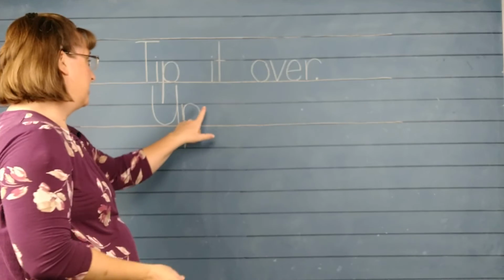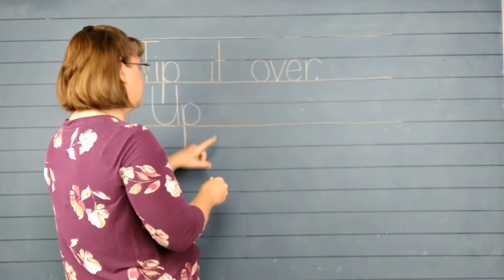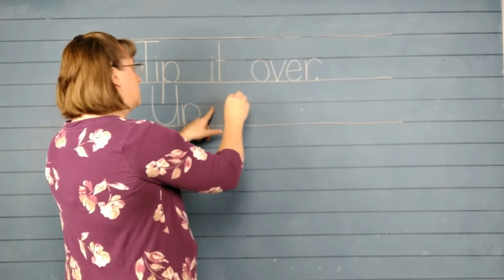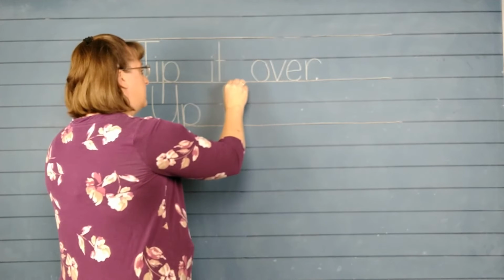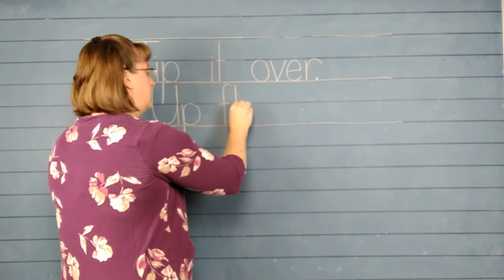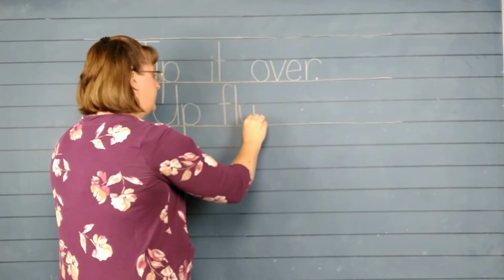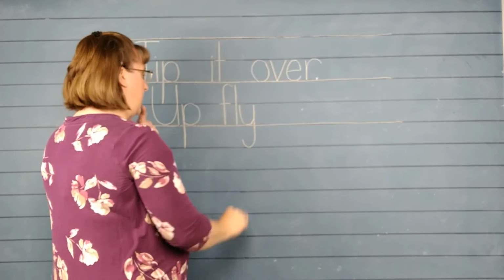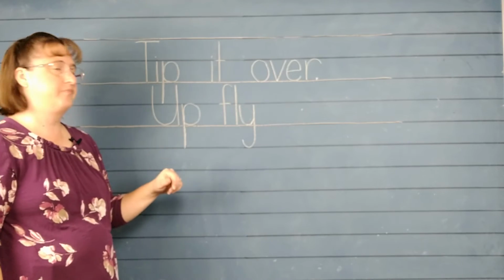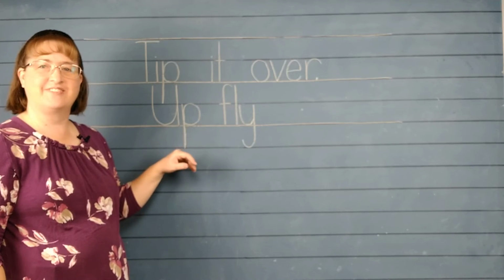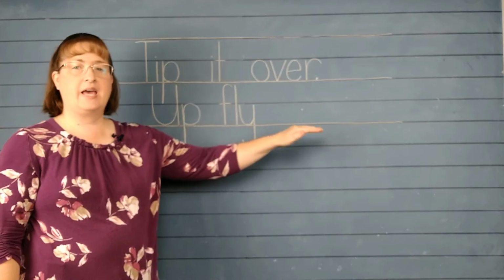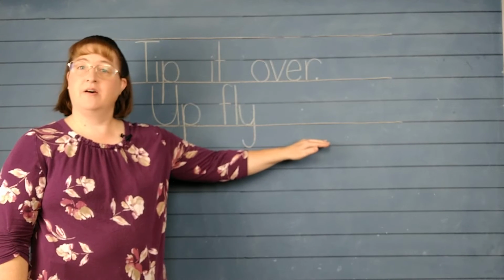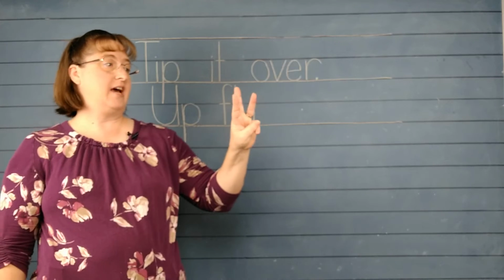So we're going to put our finger down to make a space between our words. And then we're going to write "fly." Good. You're doing such a good job with our sentences. Up, fly, "the" or "the." It's easier to sound it out as "the."